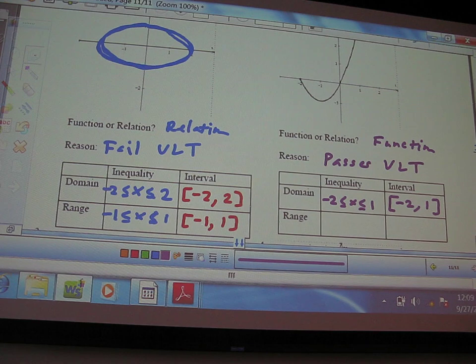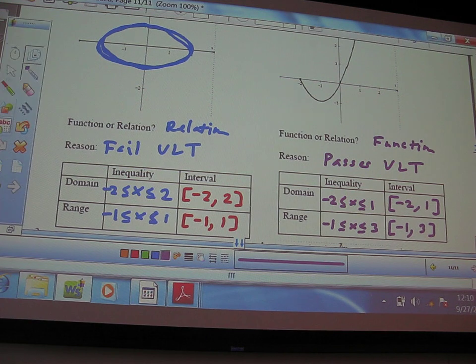Okay, Shania, what do you think about the range? What's the lowest it goes? -1. What's the highest it goes? 3. Can it equal them? Yes. So is it going to be rounded or square? Square. Perfect. And then it's going to be -1 less than or equal to x, less than or equal to 3. Good.